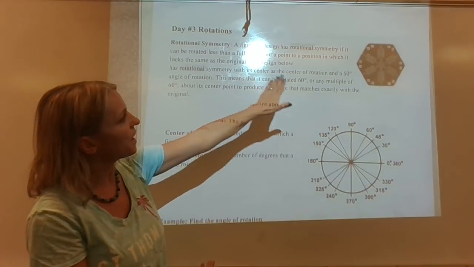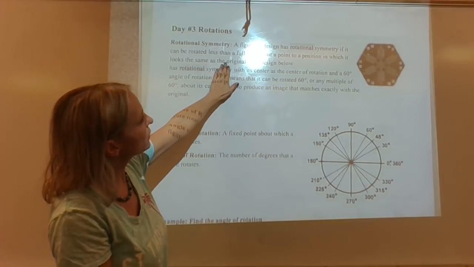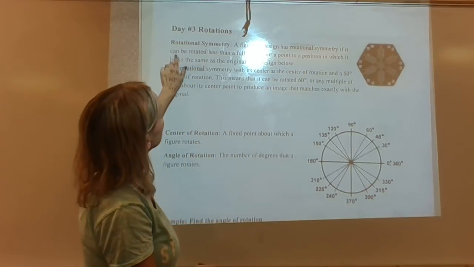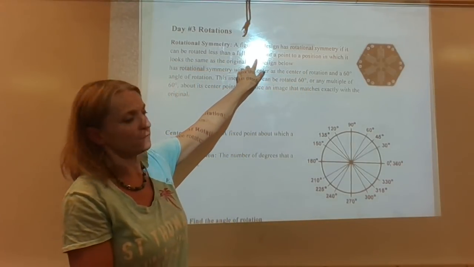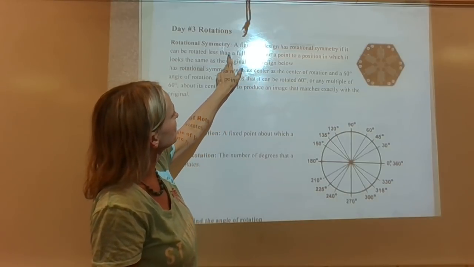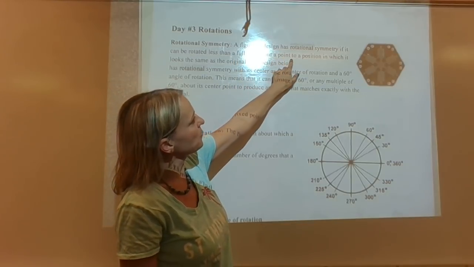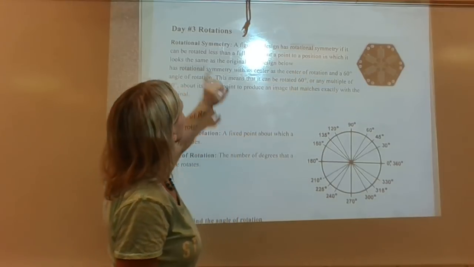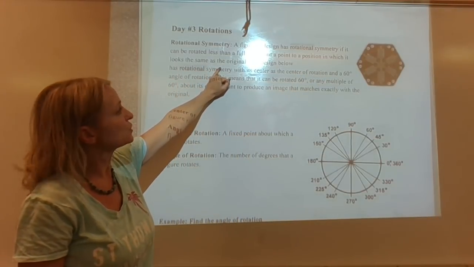So when you're looking at an object, a figure has rotational symmetry if it can be rotated less than a full turn, meaning a full 360 degrees. So if you can rotate it less than a full turn about a point to a position in which it looks exactly the same as the original.